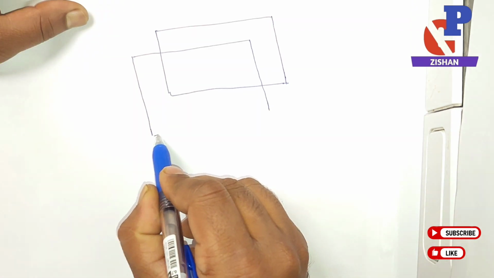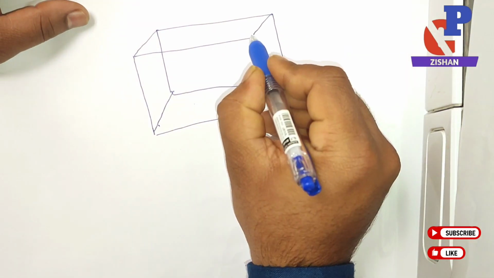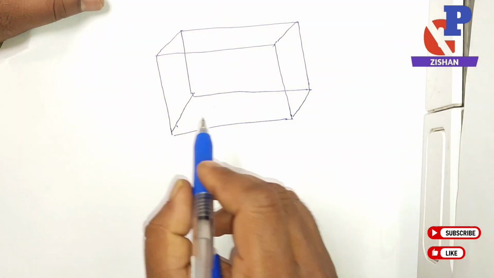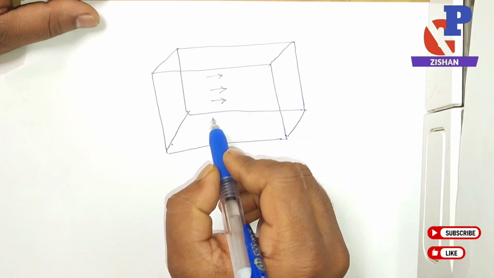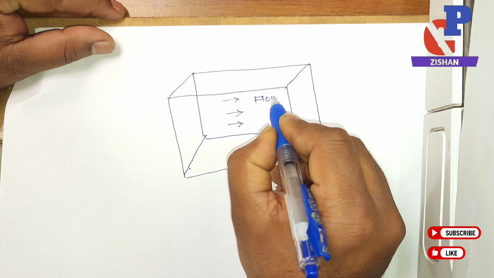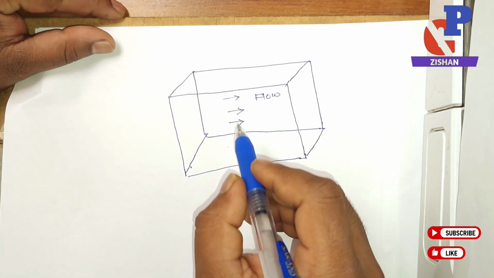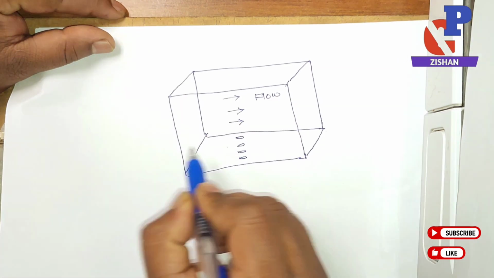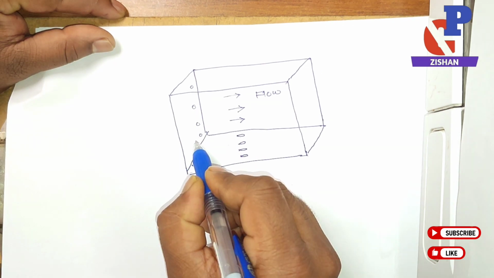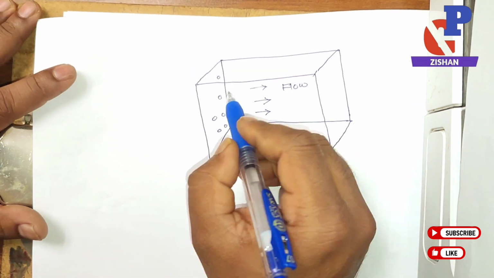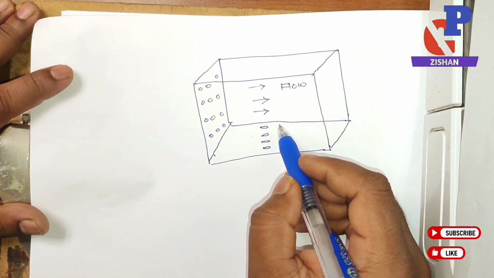Suppose that our duct type is rectangular. Actually this is a cube, but we have to take the cross sectional area. Suppose this is our rectangular duct. As you see, the indicated flow is the flow direction inside the duct, and we have to take different readings inside the duct. Suppose we have 4 holes, so we have to take all the readings. If we take 4 readings at each hole, that means with 4 holes we have to take 16 different readings for the velocity.